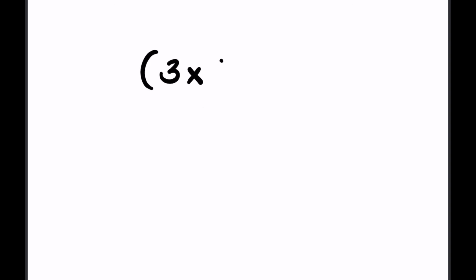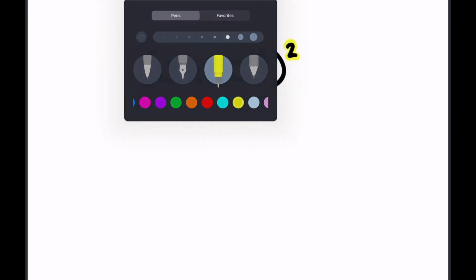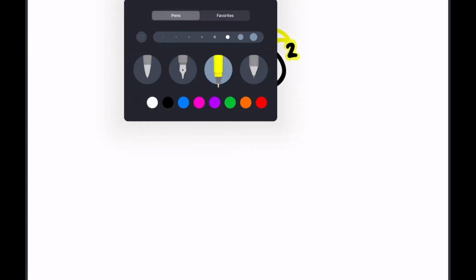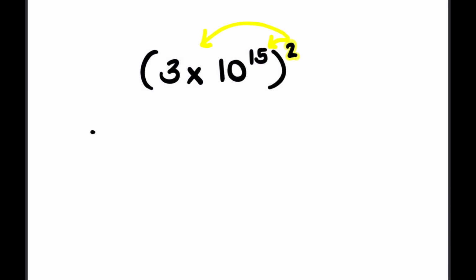Last example, 3 times 10 to the power of 15 all squared. If I have this value here, this exponent of 2 tells me that this exponent of 2 belongs to the 3 and to the 10 to the 15. So that means that I'm going to start by squaring the 3. 3 squared is 9, times 10 to the power of 15 times 2, which is 30.